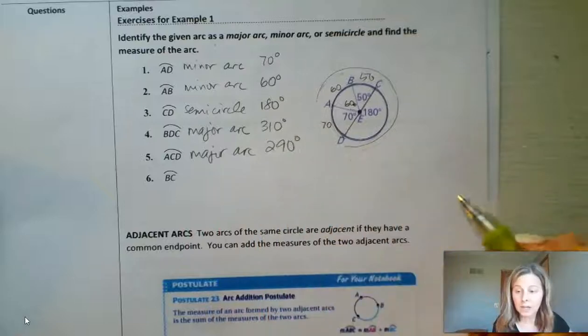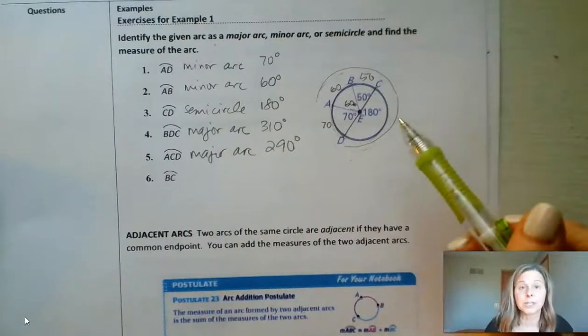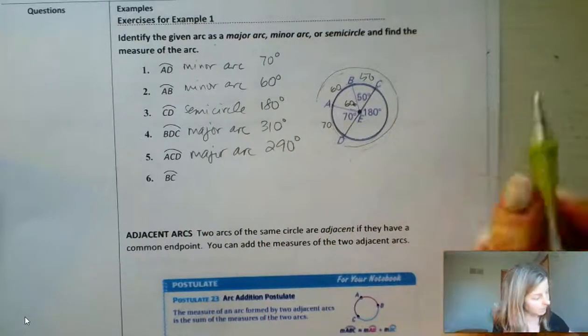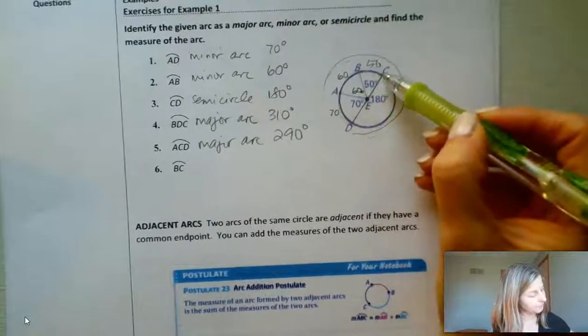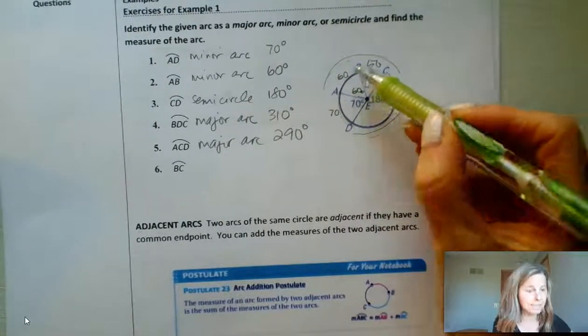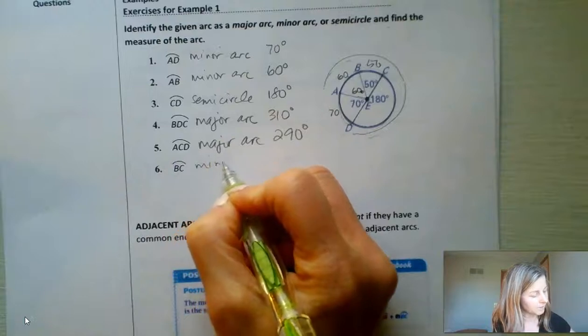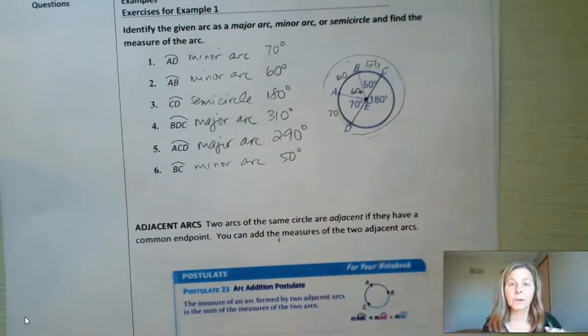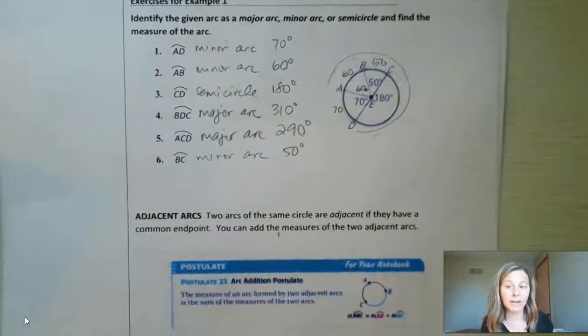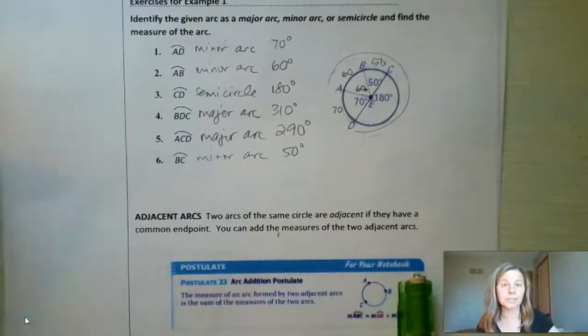All right, one more, and I'm going to have to break this into 2 videos because I'm about to hit my time limit. So arc BC. So B over to C, I've already answered this one. So that's a minor arc. And I already previously got 50 degrees on that. Okay, so I'm going to stop this video and then have a second video pick up at adjacent arcs.